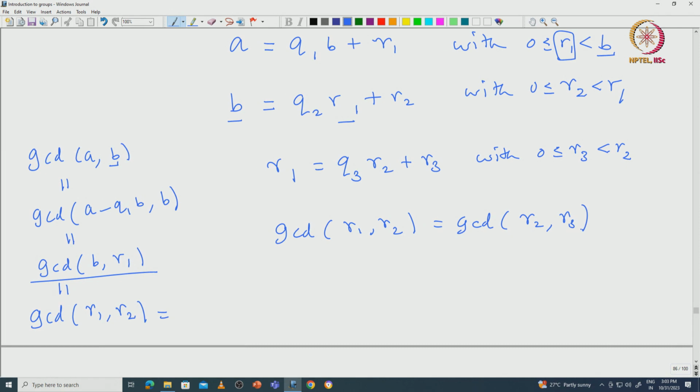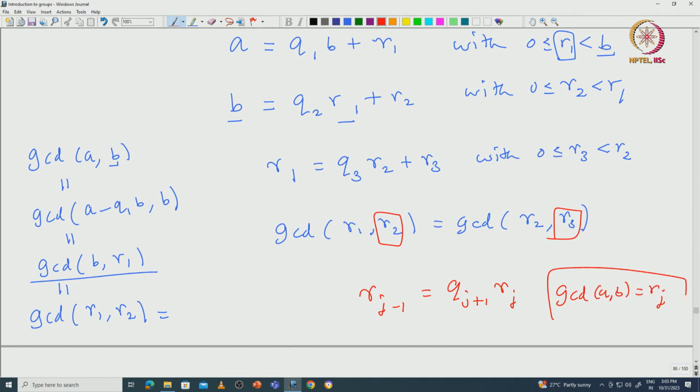So, every time, we replace the numbers by something smaller. Obviously, this algorithm stops in finitely many steps, and then you get an equation like R j minus 1 equals Q j plus 1 R j. Then the GCD of A, B will be exactly equal to R j.